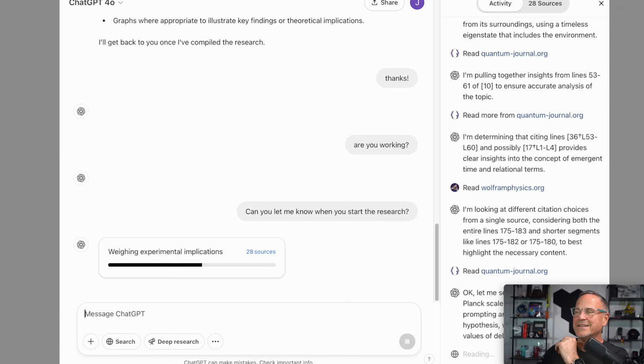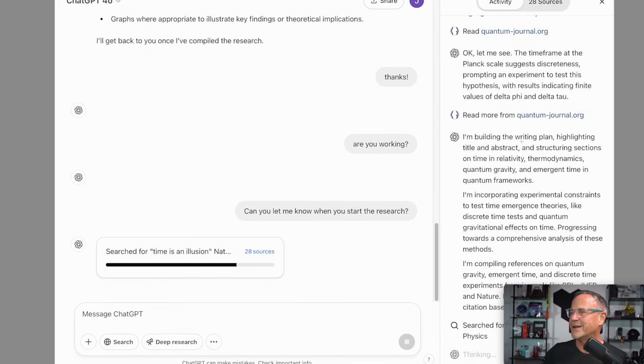You can see there's 18 sources at this point, up to 28 sources at this point. It looks at citing particular lines out of individual papers. So it's really cool. You can actually see the process of it going through and analyzing this stuff. At this point, it's looking at Wolfram Alpha and Wolfram Physics to look into the hypergraph version of the universe that Wolfram has been promoting for the last decade or so at this point. And then it continues on building the writing plan.